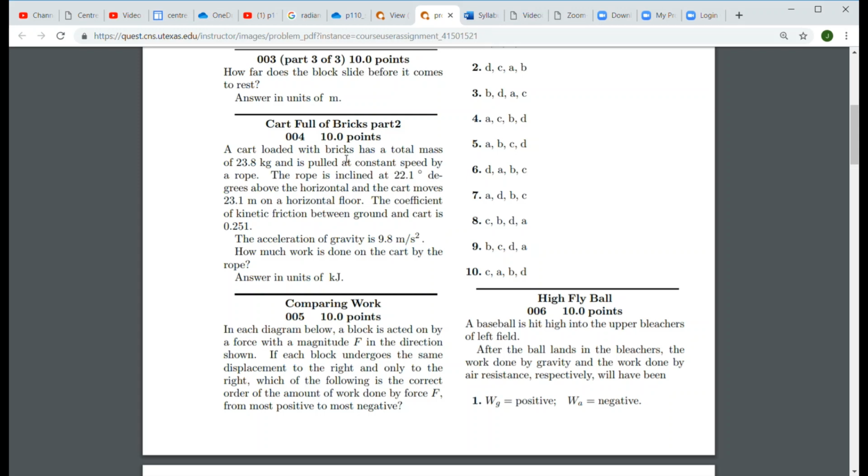And then the work done on the cart by the rope would just be the tension times the cosine of 22.1 times the horizontal distance it slides, which is 23.1 meters in my problem. So that's our Fx times delta x. Convert to kilojoules.